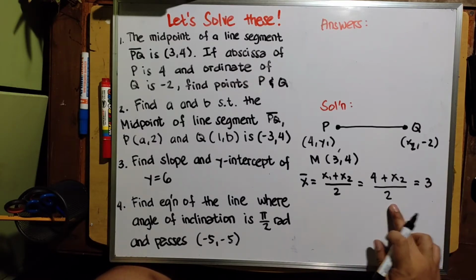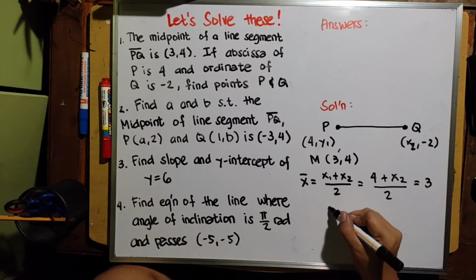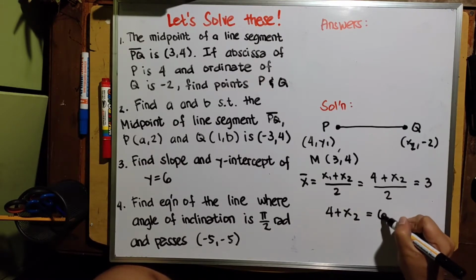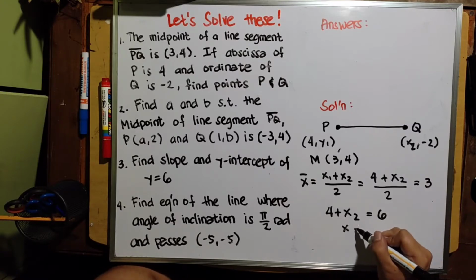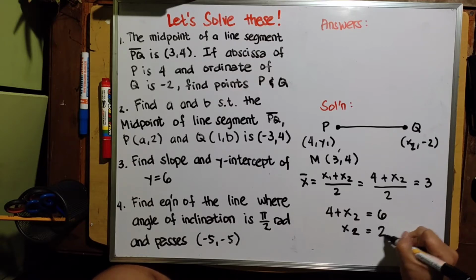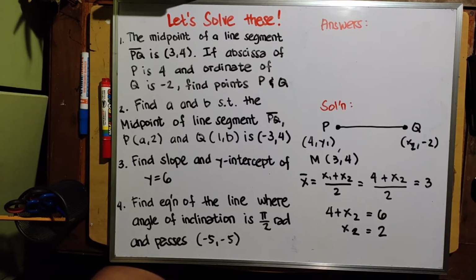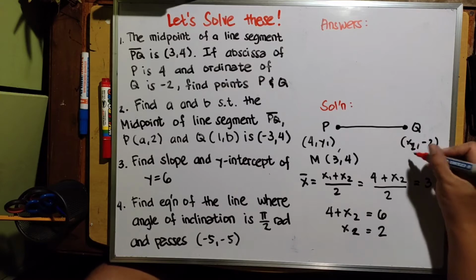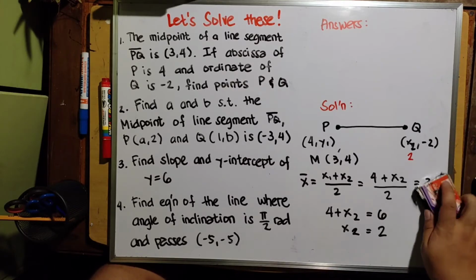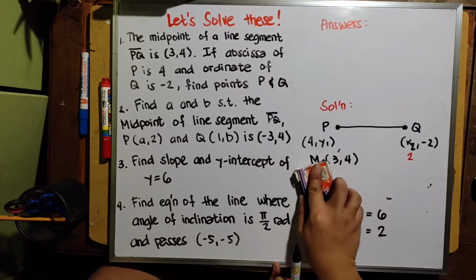Now, transposing 2 to the other side, magiging 4 plus x plus 2 is x, and x sub 2 is positive 2. So, x sub 2 is positive 2. Ilagay natin dito 2. Okay. Let's erase this. Now, let's solve for y sub 1.